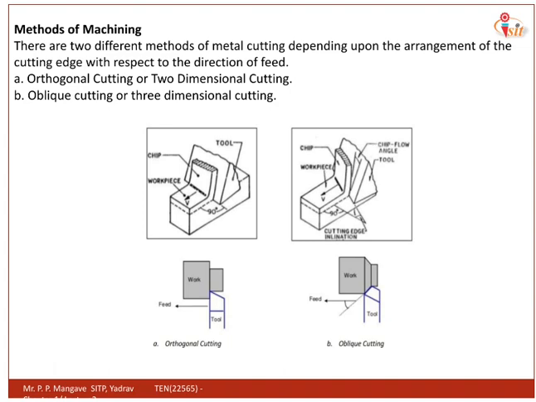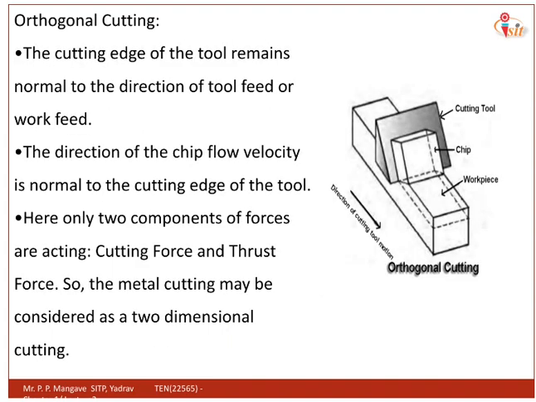Okay, coming to the details. Now what is orthogonal cutting? As discussed earlier, the cutting edge of the tool remains normal to the direction of the feed, or you can simply call that this cutting is done at 90 degrees. The direction of tool travel and the surface of the workpiece remain inclined at 90 degrees.